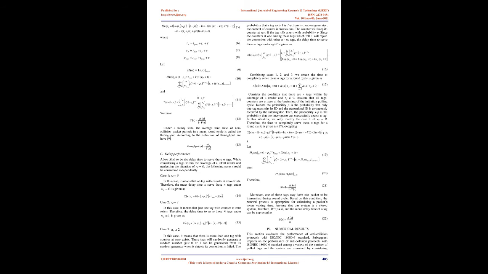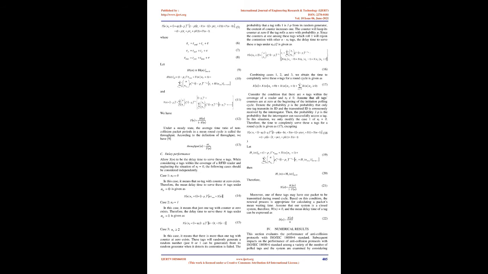In this case, it means that just one tag with counter at 0 exists. Therefore, the time to completely serve these n tags for a round cycle under the condition that there are nd tags with counter 0 is given as T(n | nd = 1) = n pc (1 - pc)^(n-1) Tpol + Ts + T(n - 1), (2). Case 3, nd is at least 2.